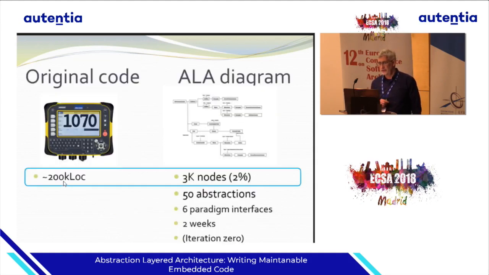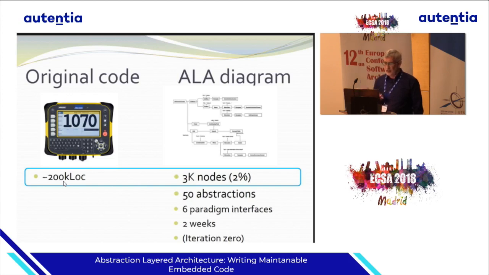This is the stats from the completion of this. So the original code in the device was about 200,000 lines. The diagram had about 3,000 instances of abstractions in it. So it only took about 2% of the total code to describe requirements. All the requirements, all the details, but only about 2% of the code. And that was now separated out.